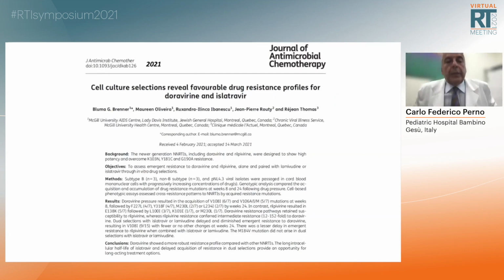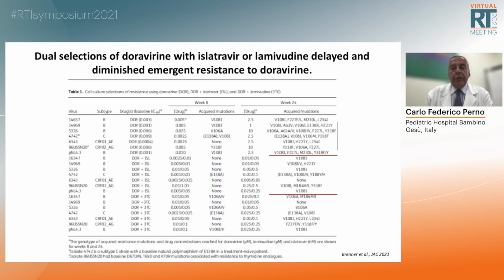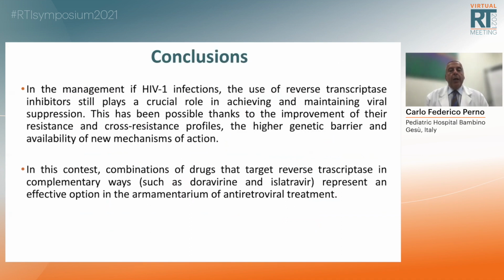So the cell culture selection that has been shown by the group of Bluma Brenner clearly shows, as you can see here, the first group in which doravirine is used alone, in which there are many mutations. When doravirine is combined with islatravir, the number and type of mutations is reduced, as is the case with doravirine plus TTC, which causes the same mutations as islatravir. So these are the basis of the concept of using these drugs together, and this is something that certainly will be done in the future.